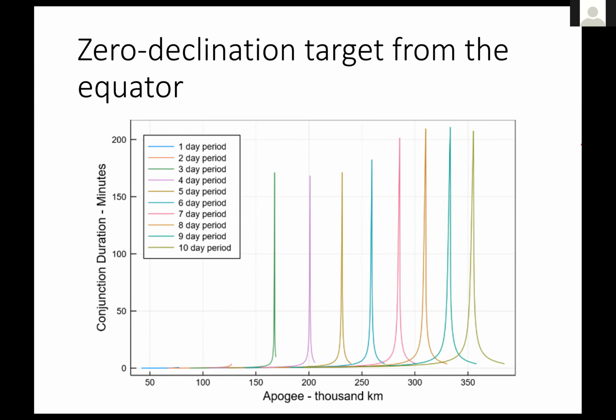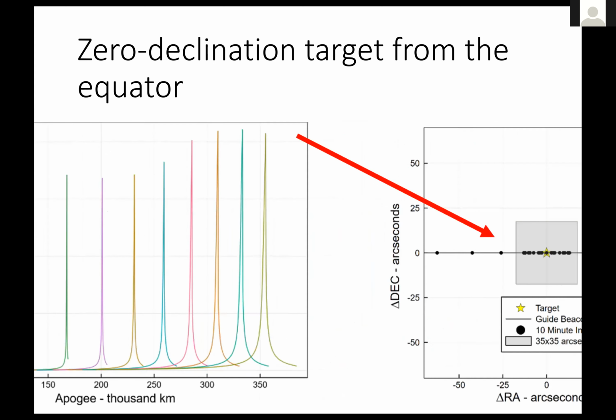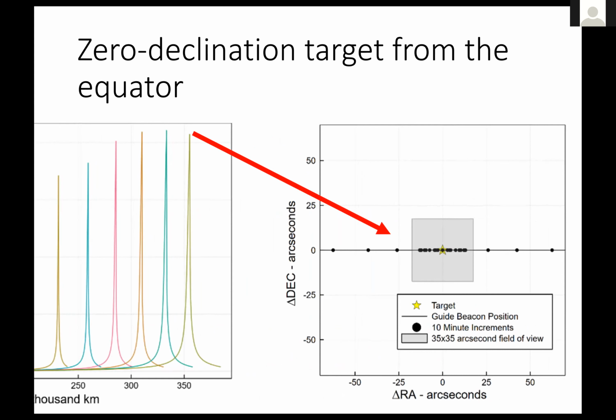And if I take a look at that 200-minute conjunction, this is what it would look like seen from the observatory on the ground. The black line with dots shows the motion of the satellite into and out of the field of view. It approaches fairly quickly, and then it slows right down over the target for over 2 hours, and then eventually moves out.